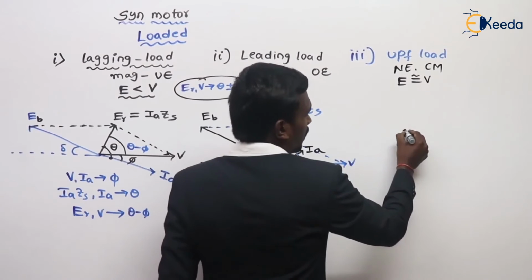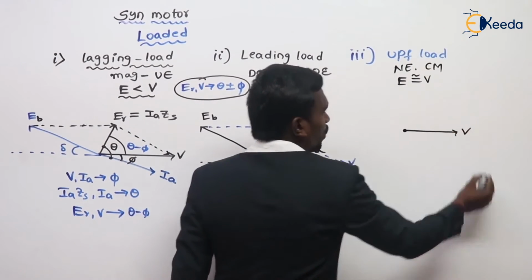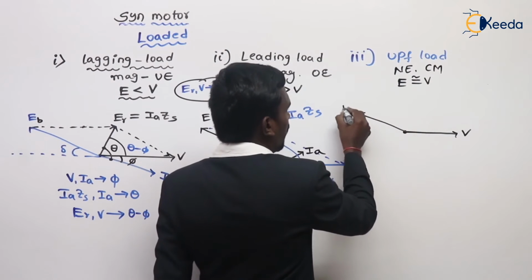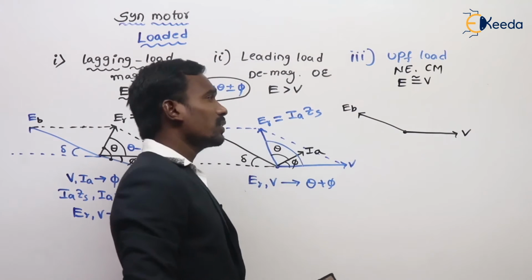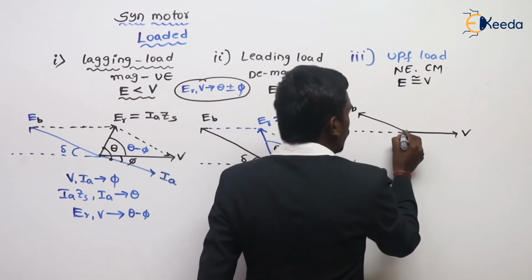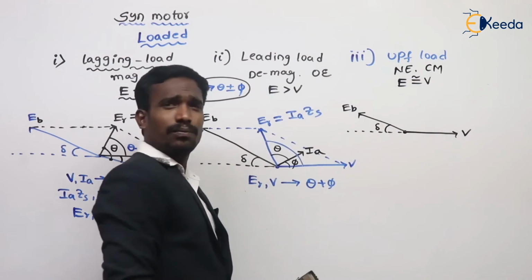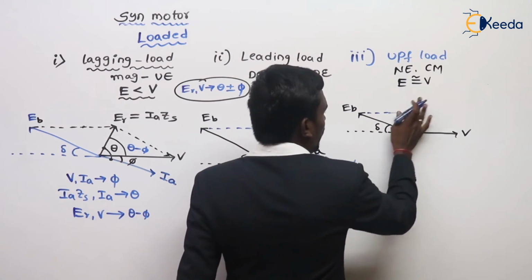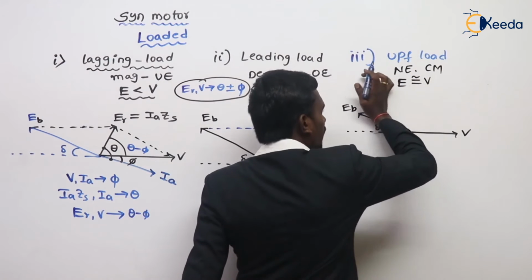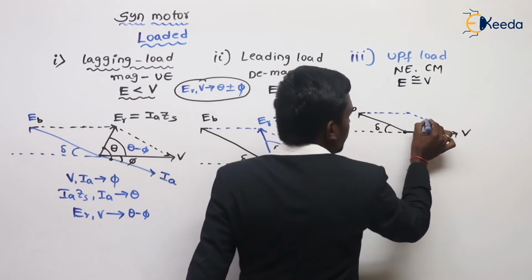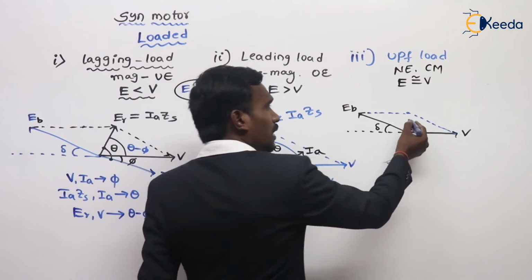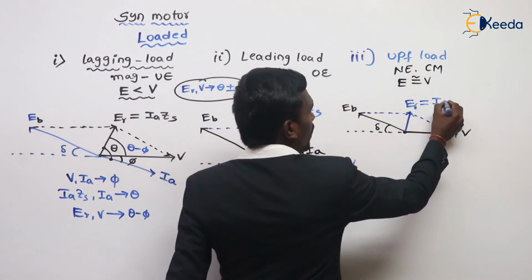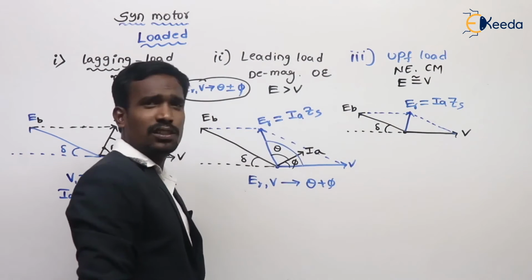So let's draw the diagram. This is my voltage V and this is my back EMF EB. Mostly the load angle delta is very small, and these two are nearly the same in magnitude. When they are the same in magnitude, the vector diagram is like this. This is our ER, where ER is equal to IAZS, there is no change.